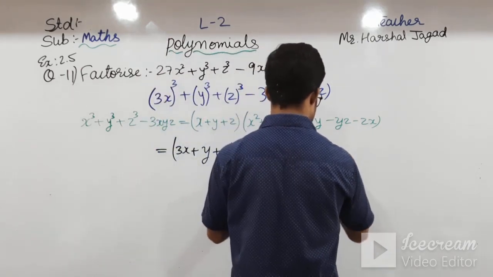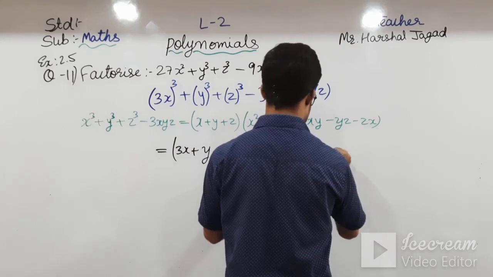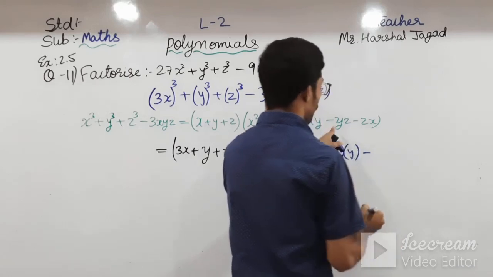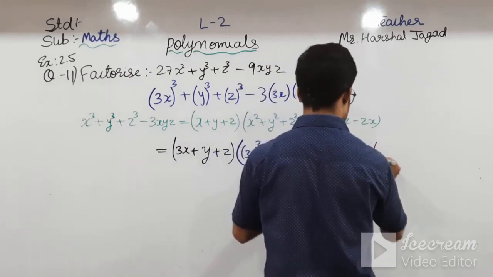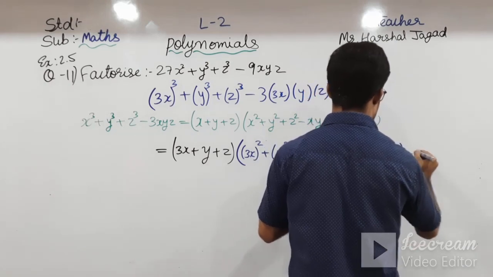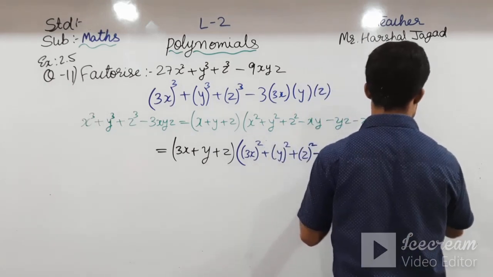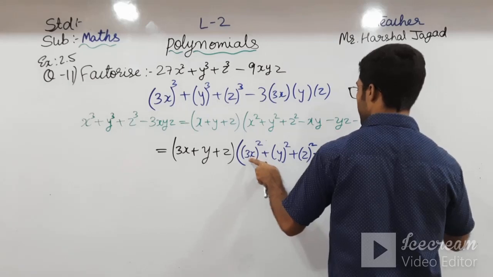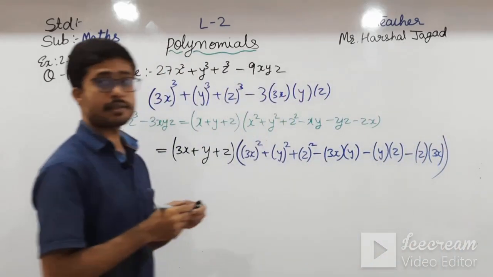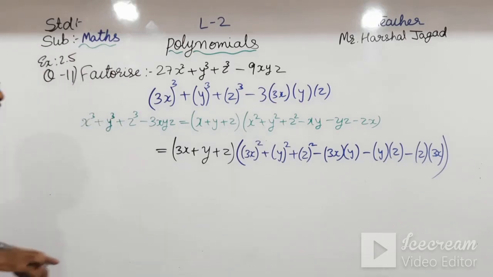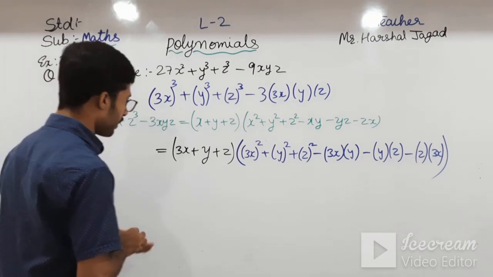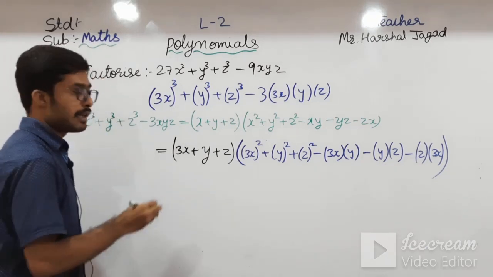Now minus x. So x value is 3x and y value is y. Then y and z. So what is the value of y? That is y, and what is the value of z? That is z. Now minus zx. What is the value of z? It is z, and what is the value of x? That is 3x. Okay students, so we have completed the second bracket. Now we will further simplify it and we get the answer.